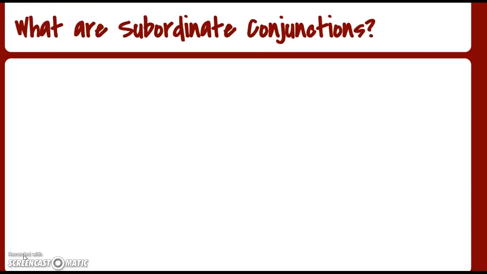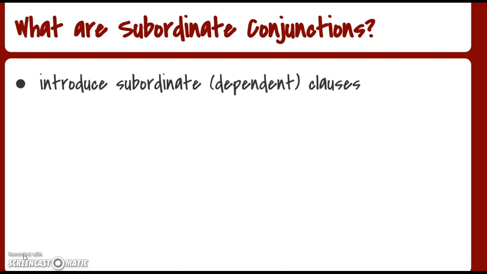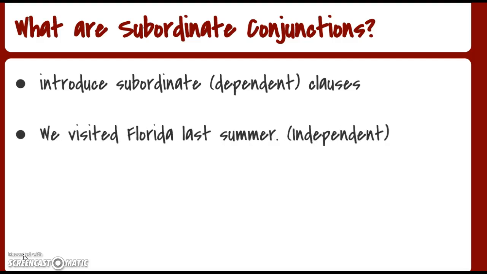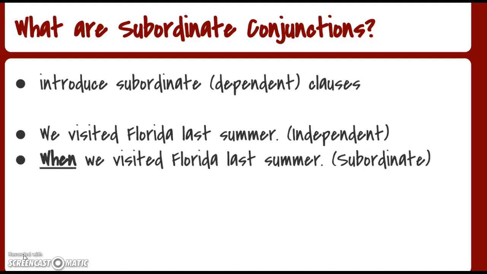So what are subordinate conjunctions then? They introduce the subordinate or dependent clauses. "We visited Florida last summer" is an independent clause. It expresses a complete thought. "When we visited Florida last summer" is subordinate because it sounds like there is something missing. The thought is not complete.